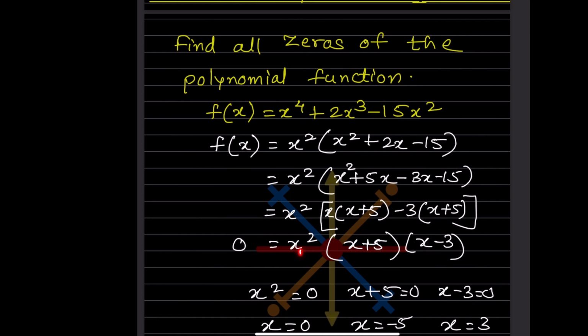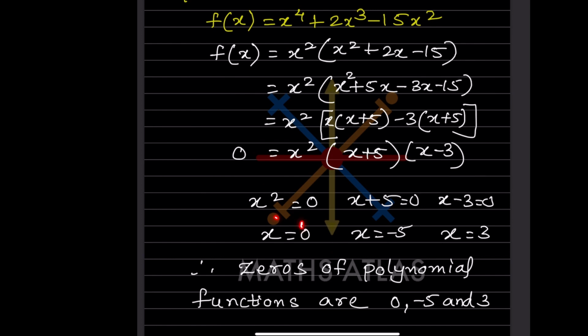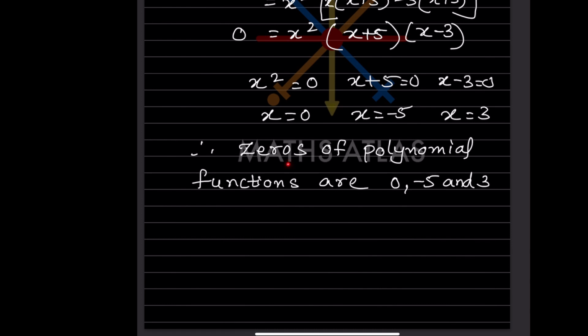So now you can see x squared is 0, x plus 5 is 0, and x minus 3 is 0. So for this one, x is 0. For this one, x is equal to minus 5. For the other, x is going to be 3. So they have asked for the zeros. So what are the zeros? Therefore, the zeros of the polynomial function are 0, minus 5 and 3.